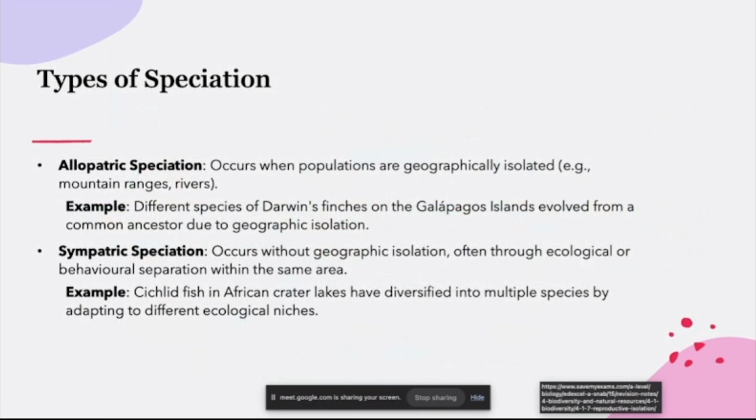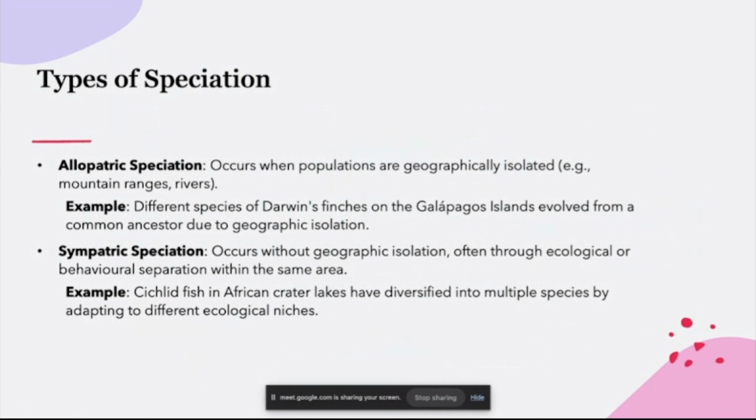So, what are the types of speciation? This is important to know. We have allopatric speciation and we have sympatric speciation. Allopatric speciation is just as the example that I explained earlier, which happens when these populations are split due to geographic reasons. For example, mountains may form in the middle or rivers may form in the middle.